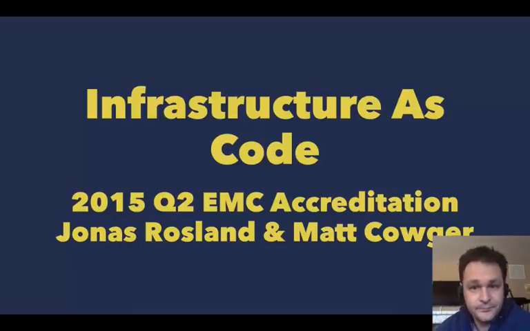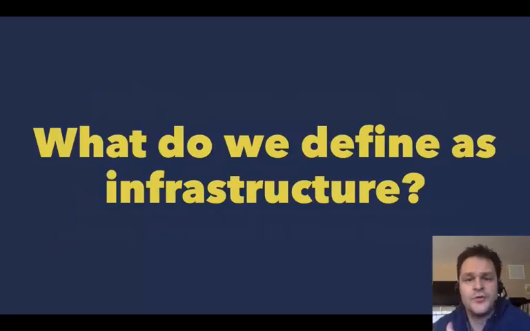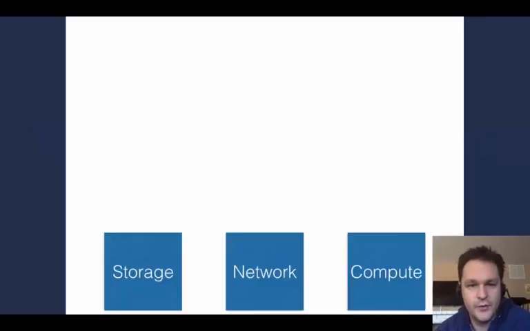Let's get started. So how do we define infrastructure to begin with? What are we including when I say defining infrastructure as code? We're including the traditional things like the storage and the network and the compute, the things that you would find, for example, in a vSpecs or in a vBlock.